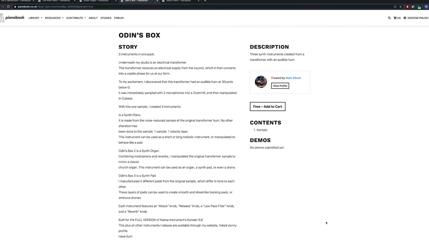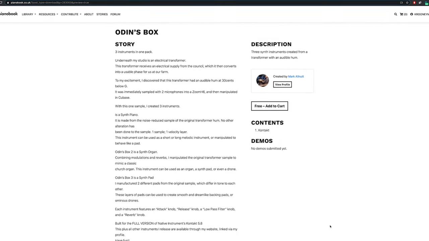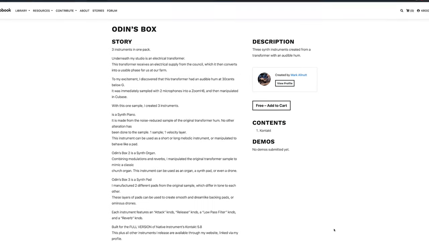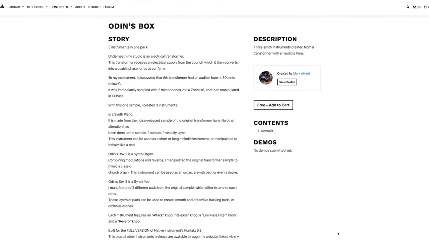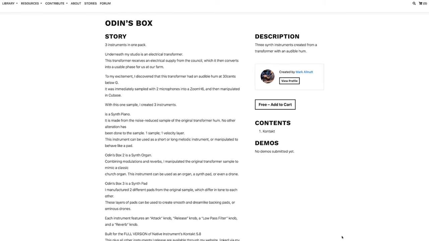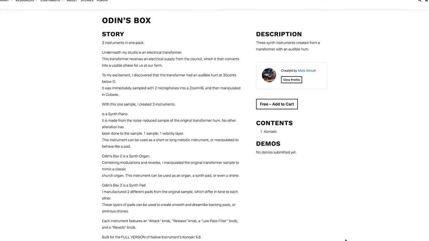Odin's Box by Mark Allnut. Three instruments in one pack. Underneath my studio is an electrical transformer. To my excitement, I discovered that this transformer has an audible hum at 30 cents below G. With this one sample, I created three instruments.